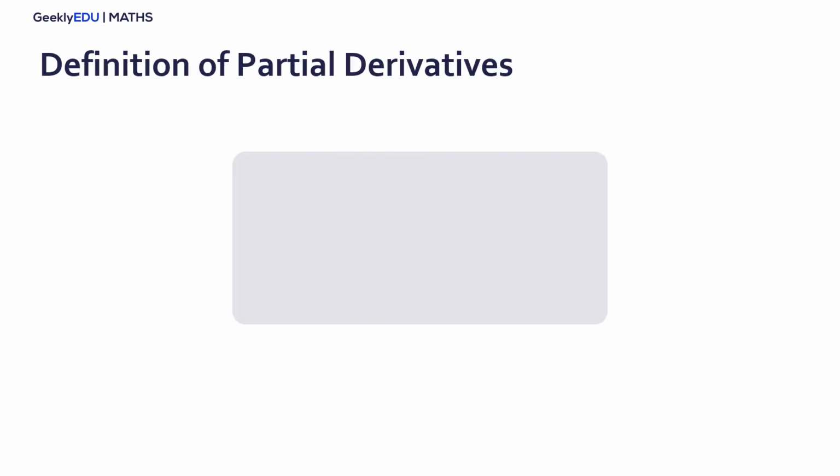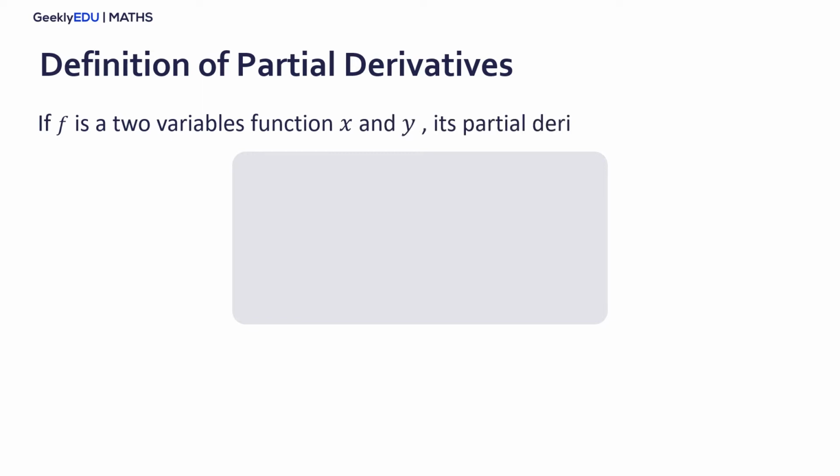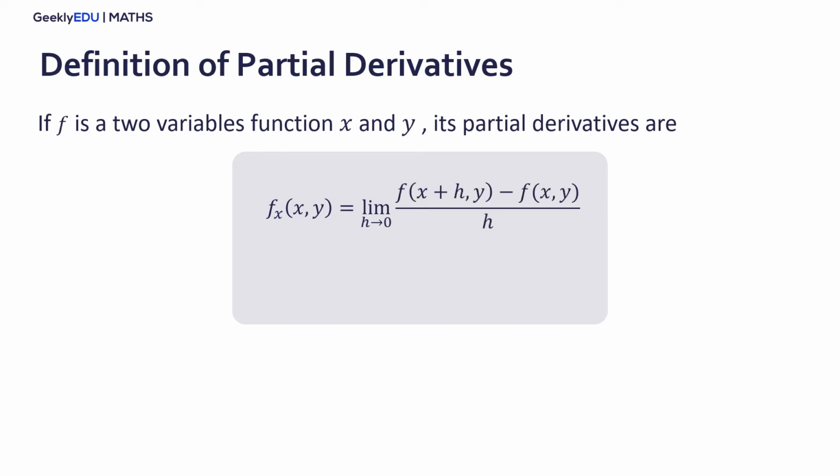As we did in the total derivative definition, we can represent it for any point of the domain of the function when this is differentiable. If f is a two-variables function, x and y, its partial derivatives with respect to x and y are the limits when h approaches 0 of the function evaluated in any point x and y with a variation in the variable of the derivative, minus the function evaluated in any point x, y.